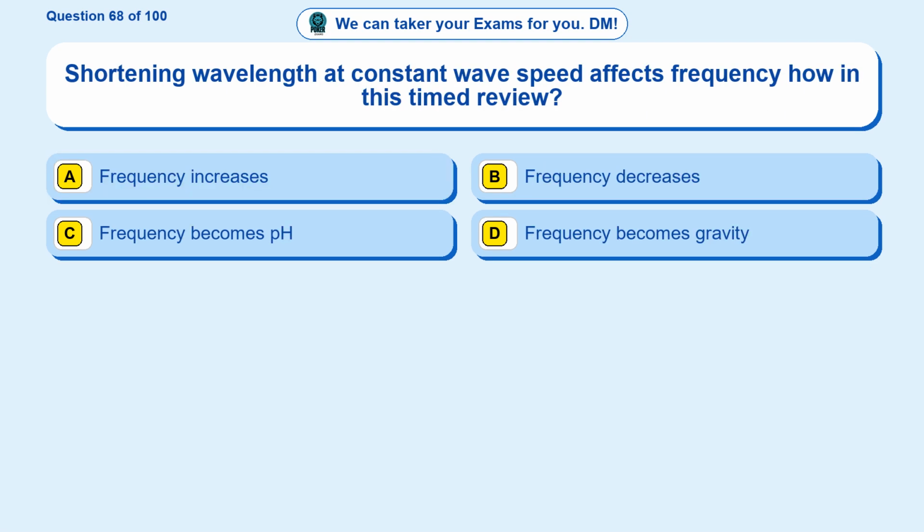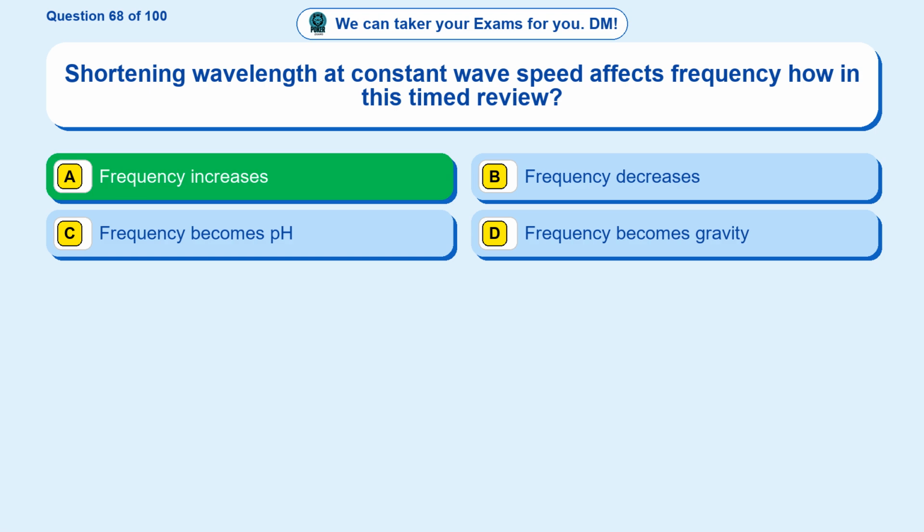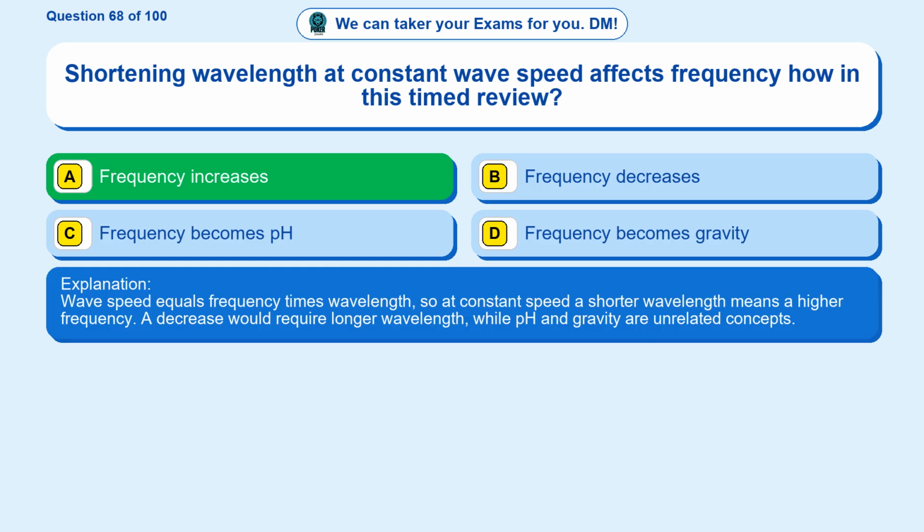Question 68. Shortening wavelength at constant wave speed affects frequency how in this timed review? Option A, frequency increases. Option B, frequency decreases. Option C, frequency becomes pH. Option D, frequency becomes gravity. The correct answer is option A. Frequency increases. Wave speed equals frequency times wavelength, so at constant speed a shorter wavelength means a higher frequency. A decrease would require longer wavelength, while pH and gravity are unrelated concepts.